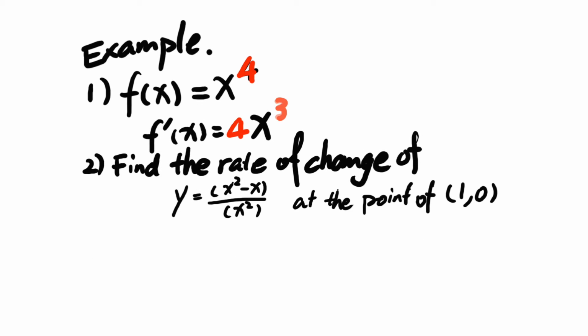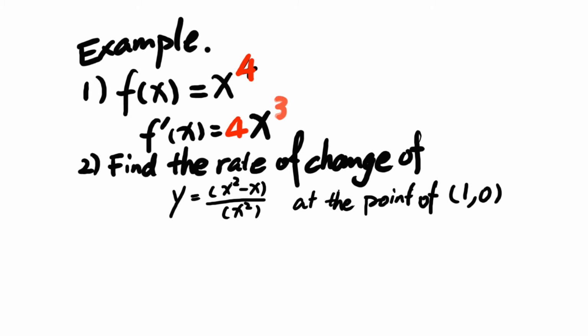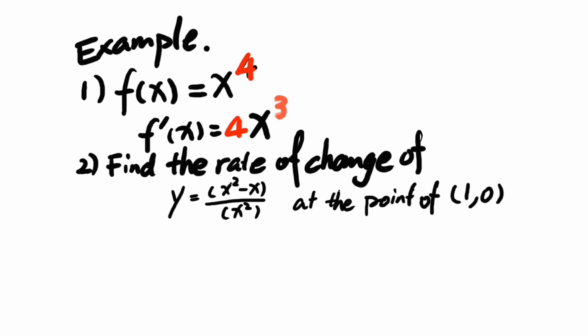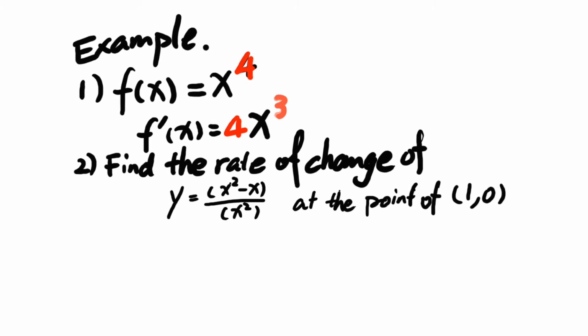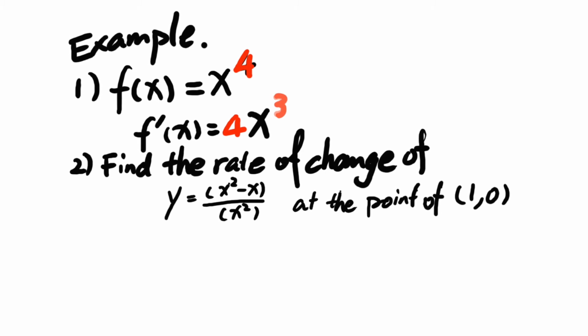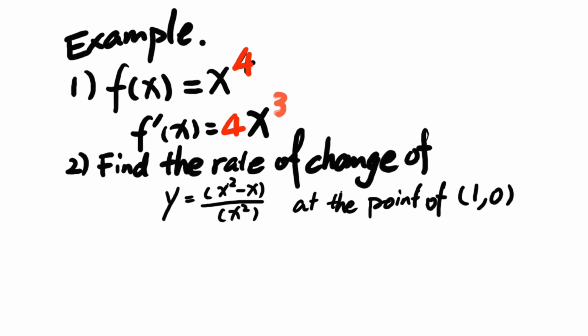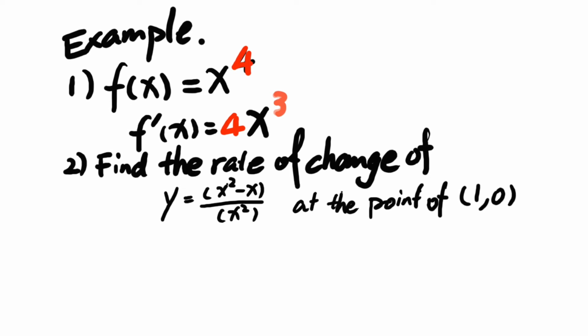Here are some examples. f(x) equals x to the fourth power, and we can apply the power rule. d/dx of x to the n power equals n times x to the n minus 1 power. So we get 4 times x to the third power. So always remember that the power has to go down by 1 when you're taking the derivative.